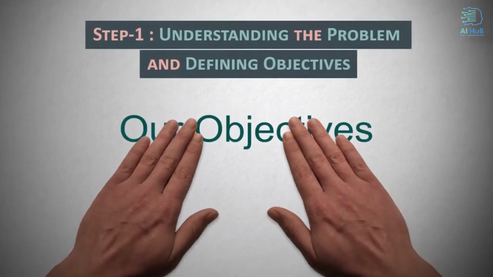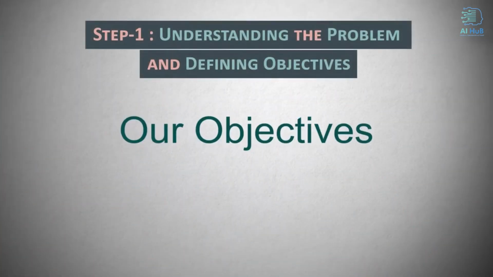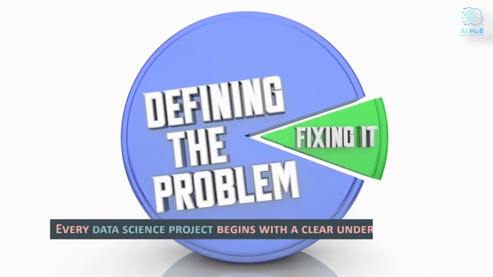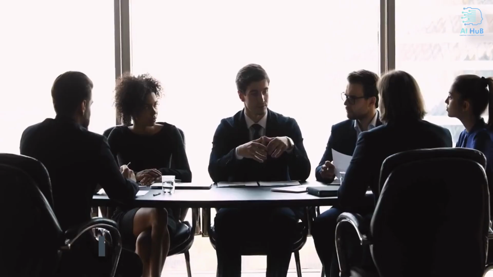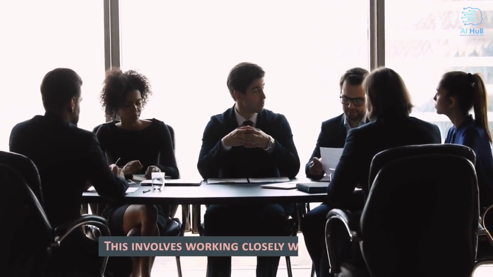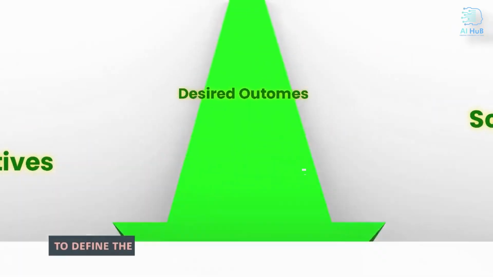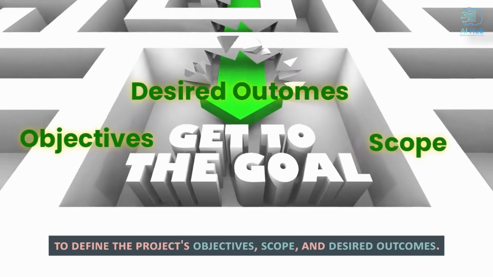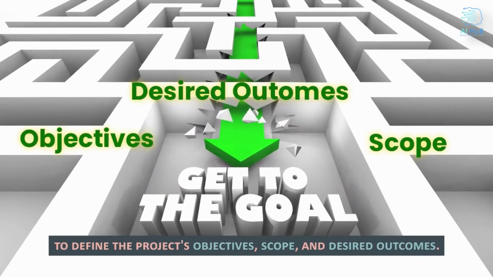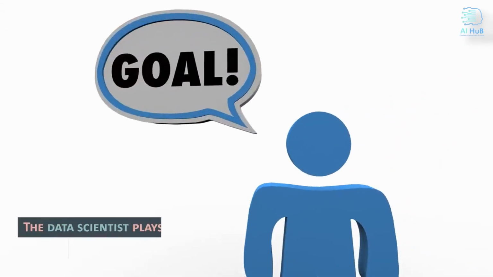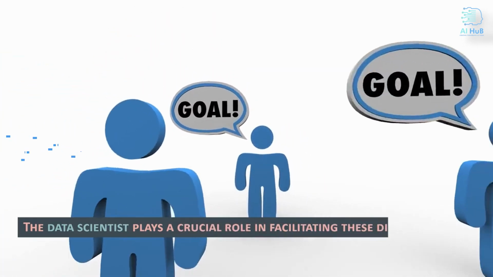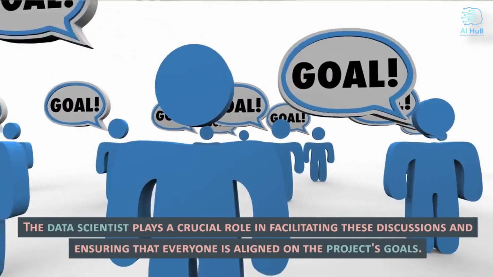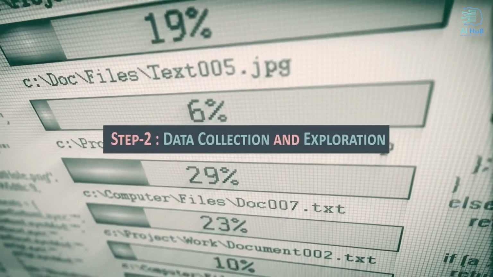Step 1. Understanding the problem and defining objectives. Every data science project begins with a clear understanding of the problem at hand. This involves working closely with stakeholders to define the project's objectives, scope, and desired outcomes. The data scientist plays a crucial role in facilitating these discussions and ensuring that everyone is aligned on the project's goals.